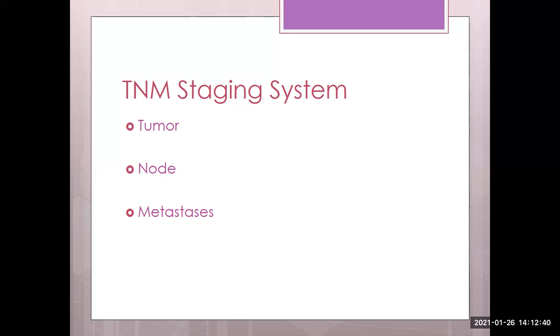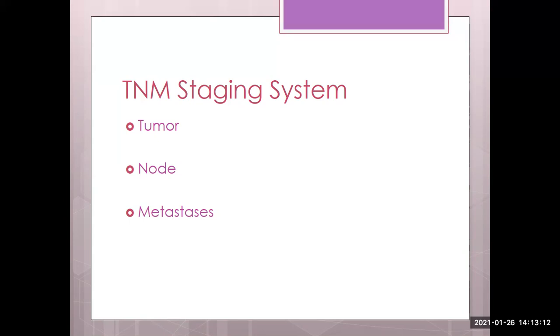The tumor system then goes 1 through 4 based on the size or extent of the tumor. There are subcategories within that. There are certain types of cancers that there may be a T2, so it's tumor stage 2A, T2B, like it may be broken down even more than that for certain types of cancers. Again, you don't need to know all of the specifics of that.